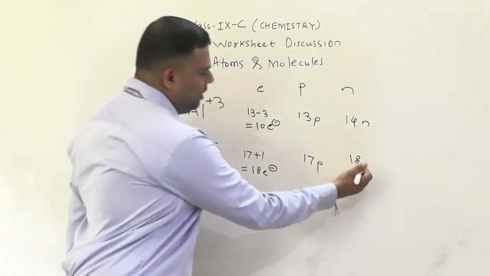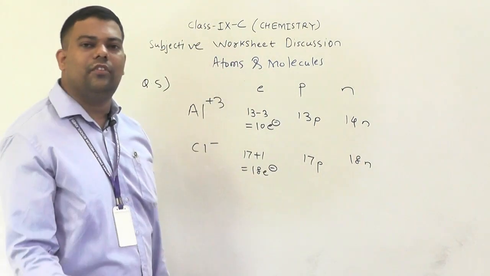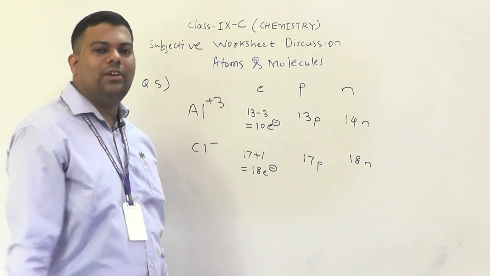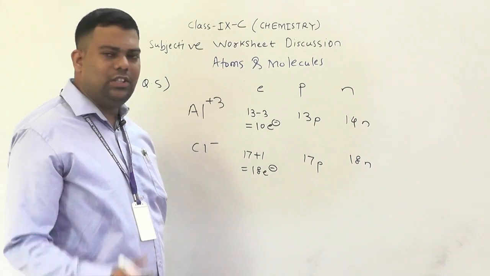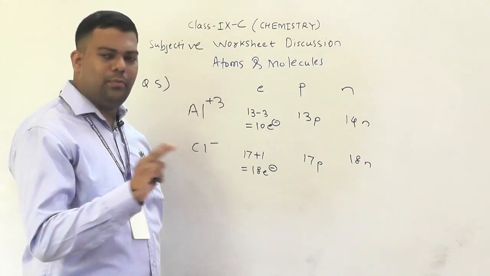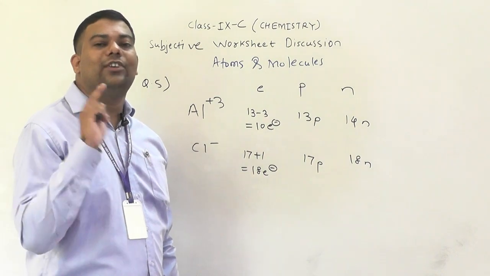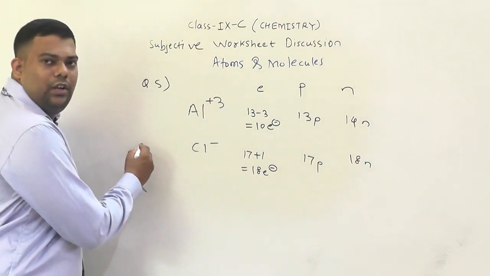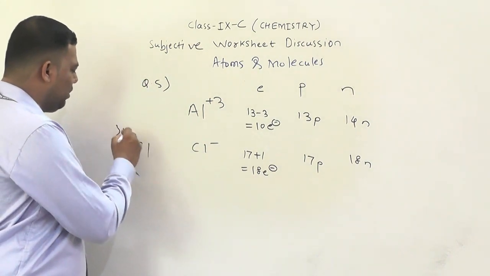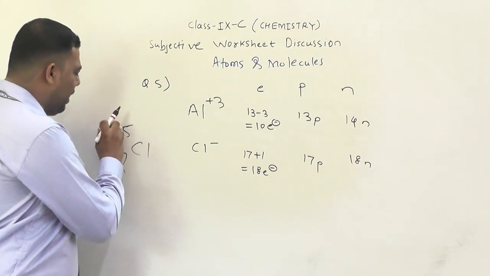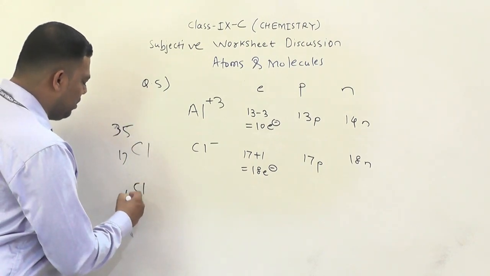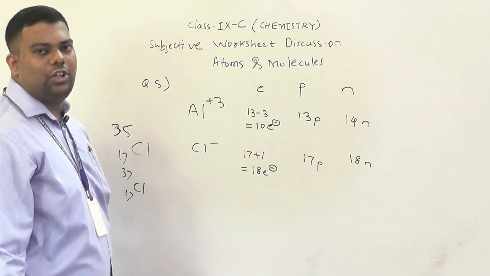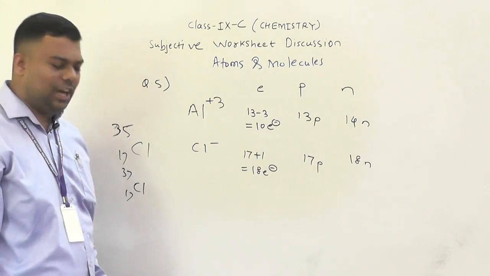Okay, you may write it like this also, 18 neutrons. Understood? Or we can write 18.5 because the average atomic mass of chlorine is 35.5. Okay, so how can we calculate that average atomic mass? Whatever isotopes of chlorine we are getting. Isotopes of chlorine, one is chlorine 35 and another is chlorine 37. From this ratio, we can calculate the 35.5 average atomic mass.